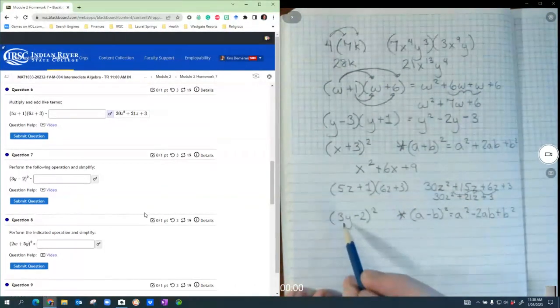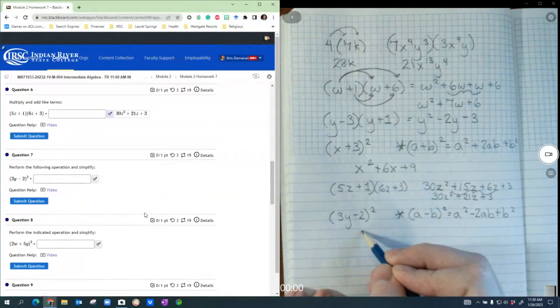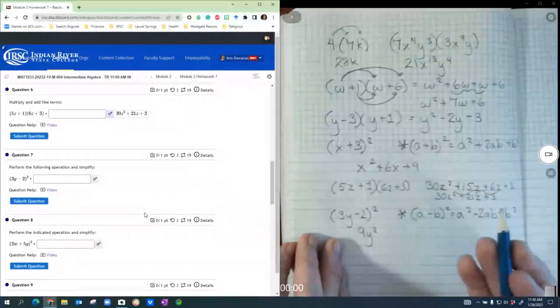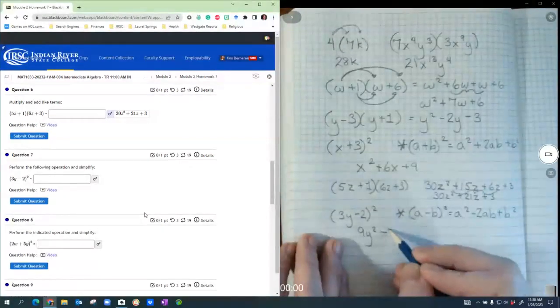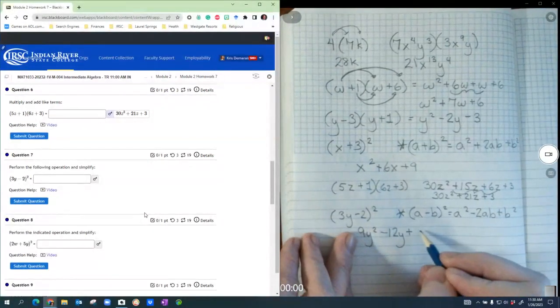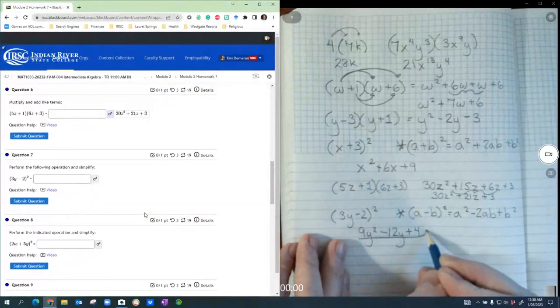All right, so now I'm going to go ahead and do that, and we're going to take this and square it. And that's going to be 9y squared. Multiply them together, so 3 times 2 is 6, times 2 is 12 if you have a negative sign. And then, always positive, 2 times 2 is 4. And here we have our answer.